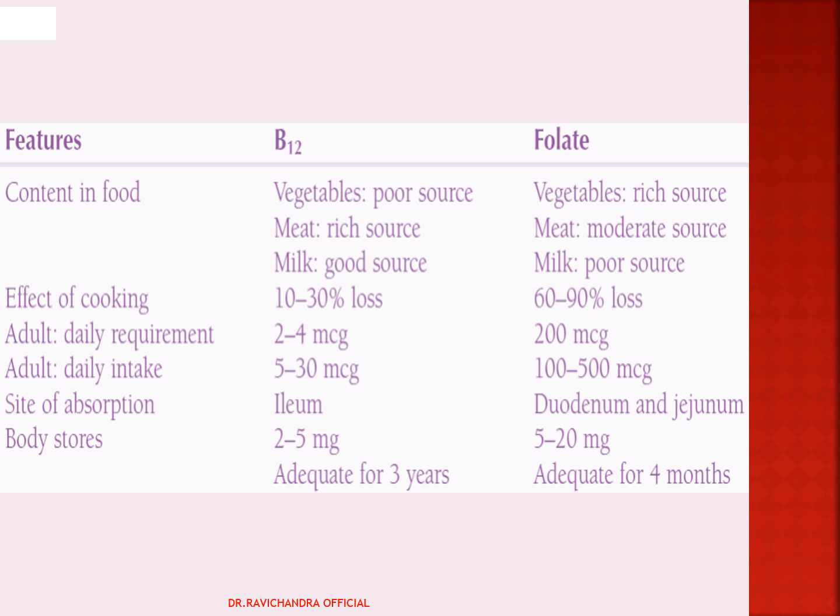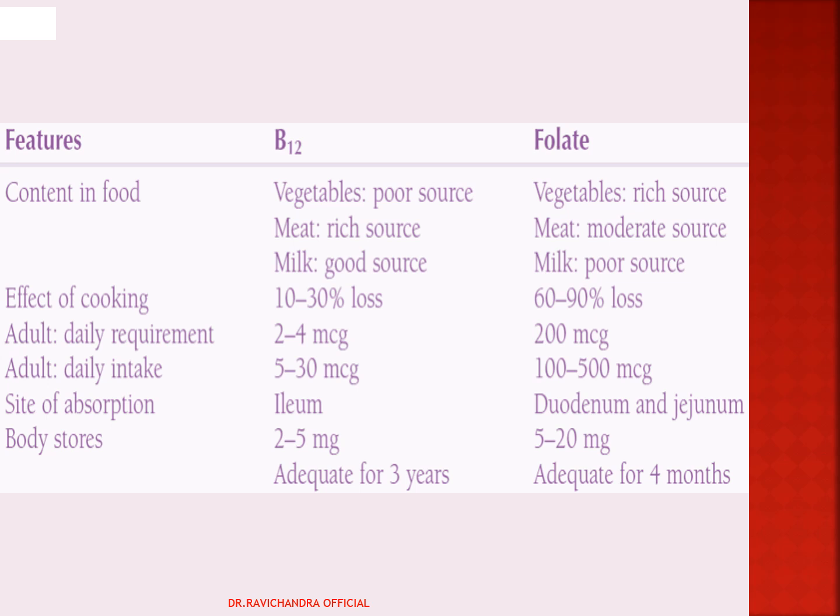Coming to the features of B12 and folate. B12, it is present in meat. It is the rich source. Next to meat, it is the milk, that is good source for B12. And vegetables are poor source of B12. Whereas folates are rich in vegetables, moderate in meat, and poor source is milk.